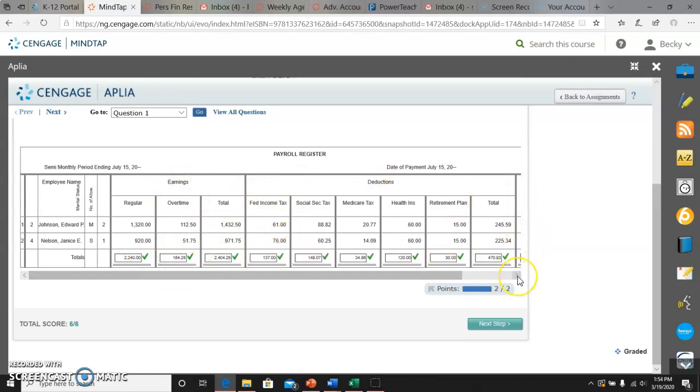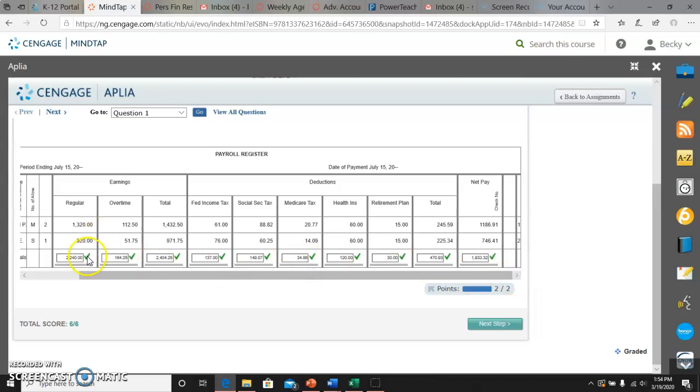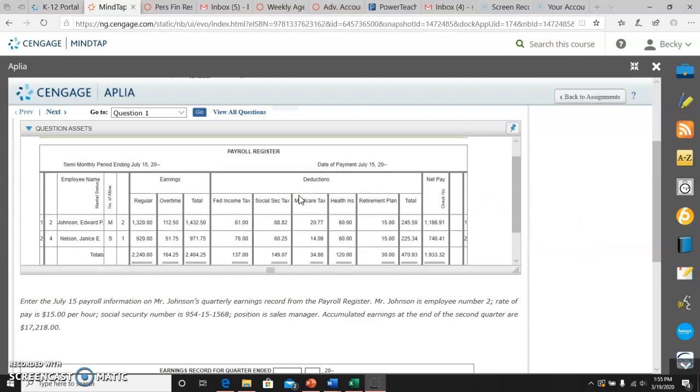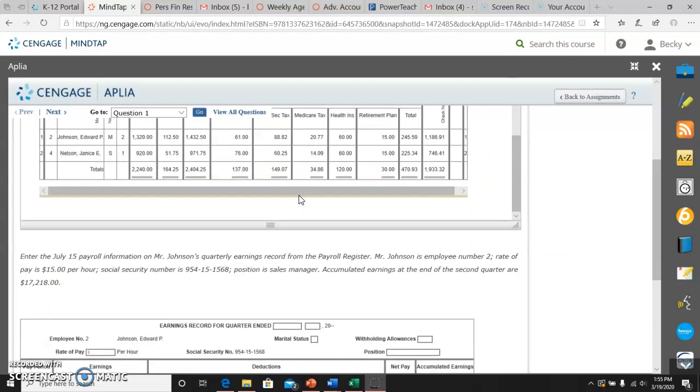then I should just take my total earnings minus my total deductions and make sure that's what I get for my net pay. That's an easy way to catch myself if there was a problem. So the last tab we have, they give us that payroll register that we just finished with the totals.